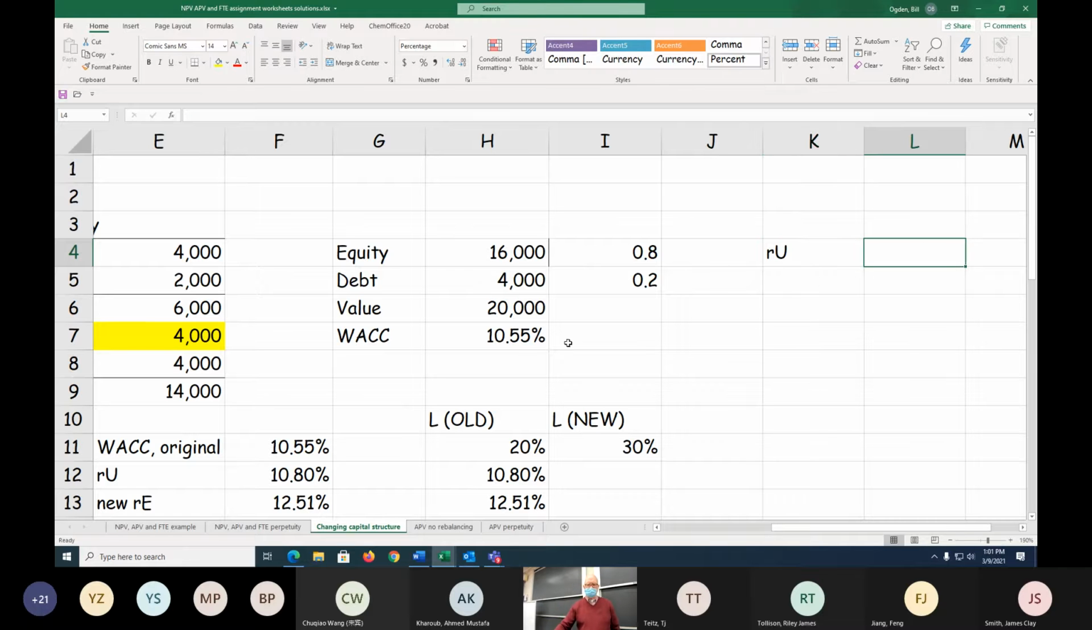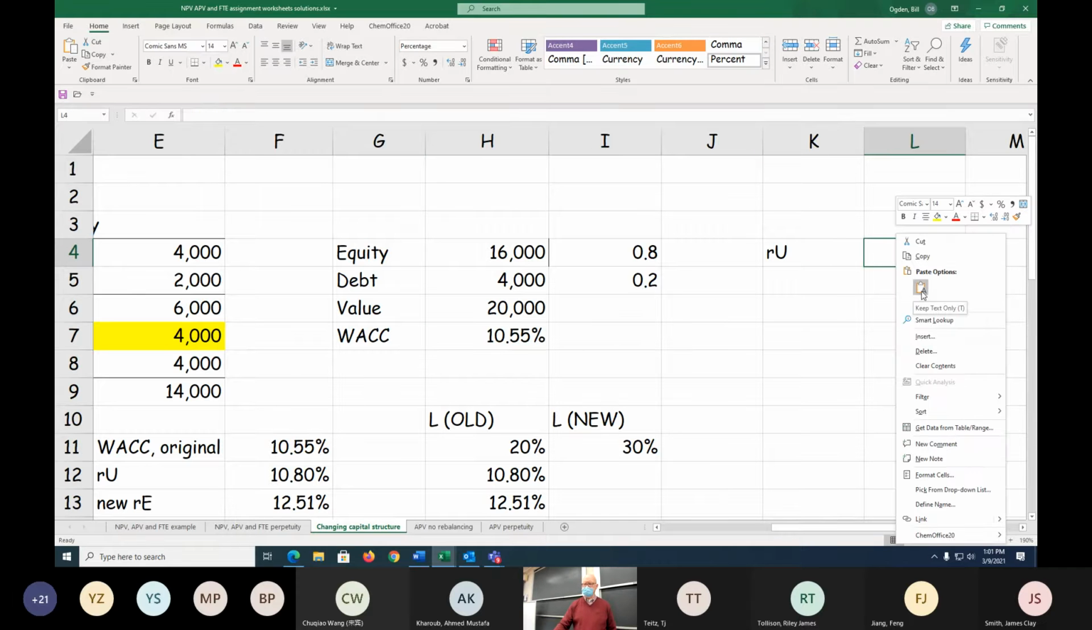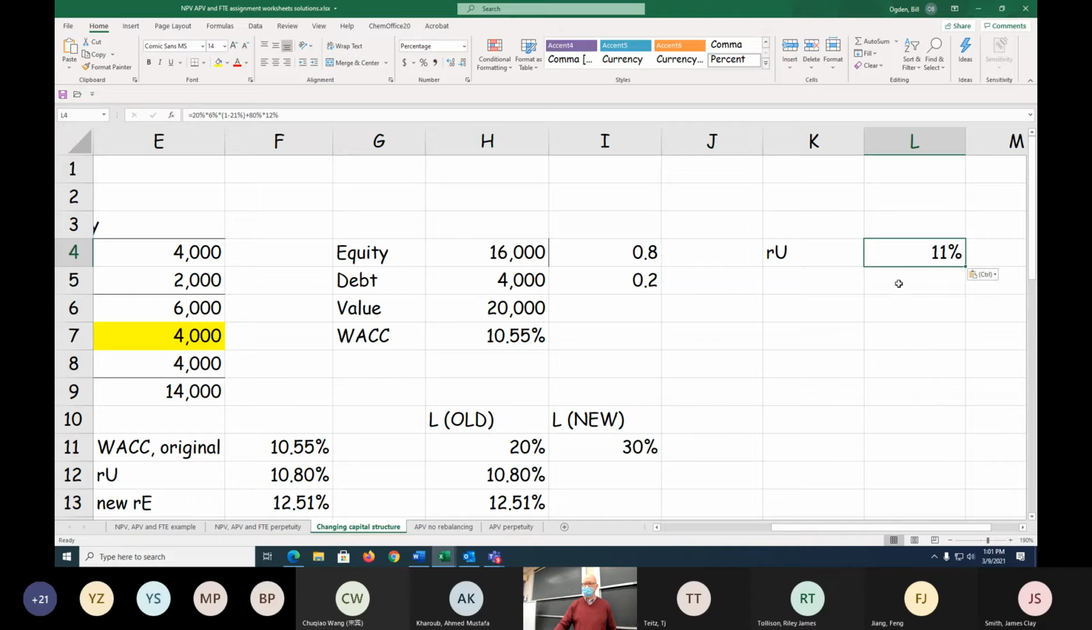And RU is exactly the WACC equation. Let's do it that way. I'm going to copy this and plug it in here. Now this obviously is not RU, but what do I need to change? Just take out the 1 minus T.